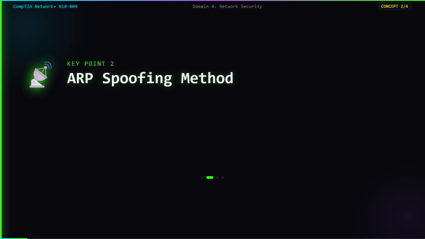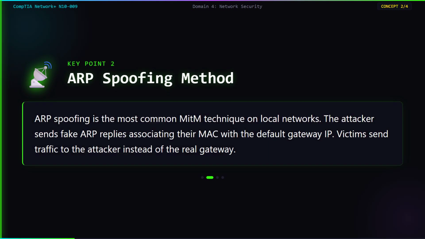Key concept: ARP spoofing method. ARP spoofing is the most common MITM technique on local networks. The attacker sends fake ARP replies associating their MAC with the default gateway IP. Victims send traffic to the attacker instead of the real gateway.